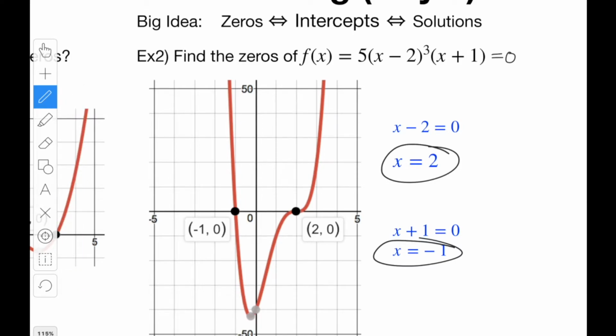If you were to say, what is f of 2? It would be 0. What is f of negative 1? It would be 0. We found the two zeros by solving the polynomial equation.